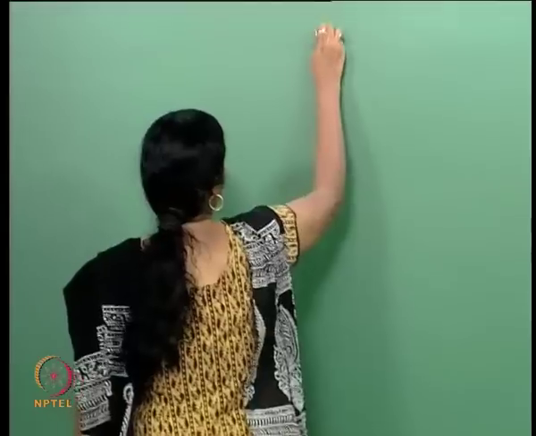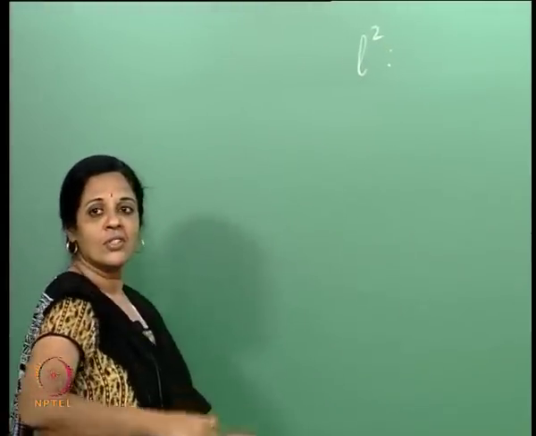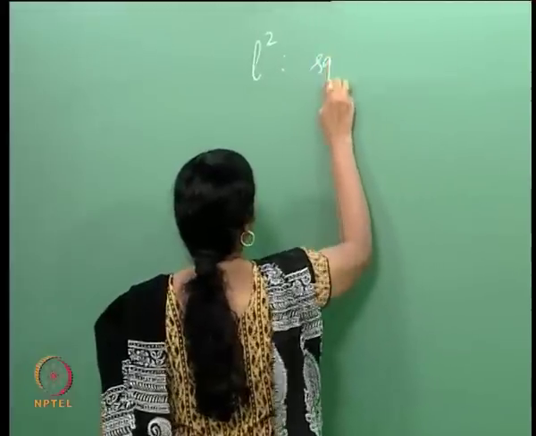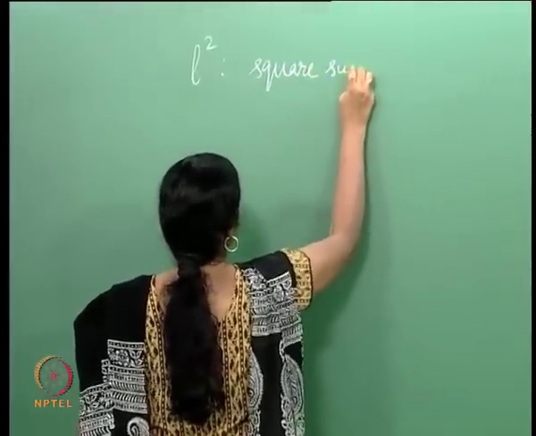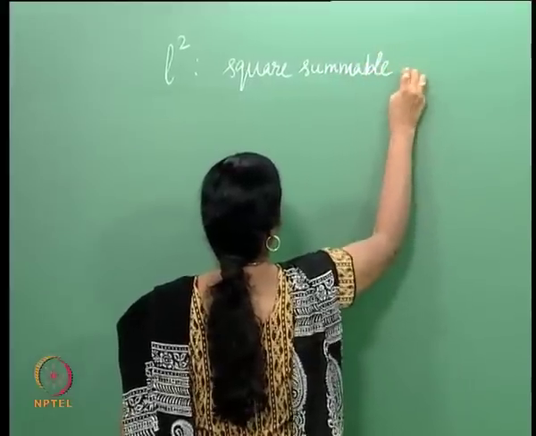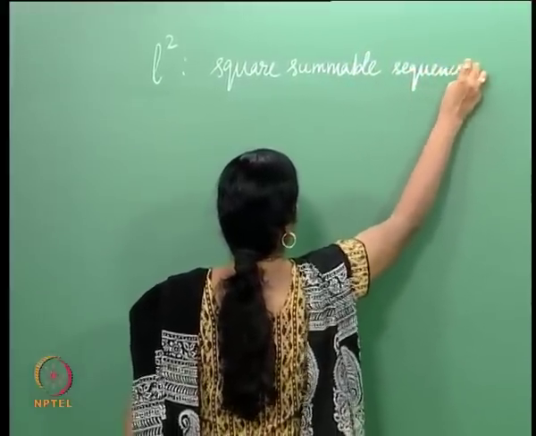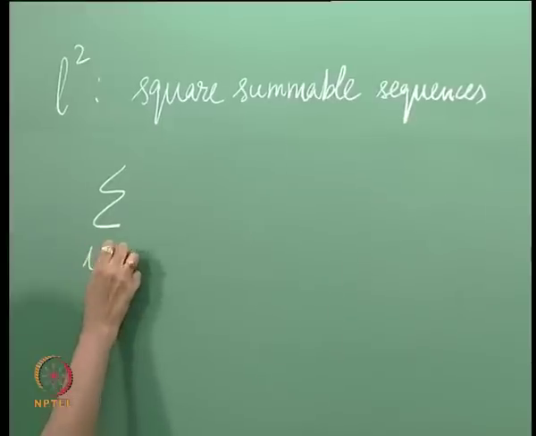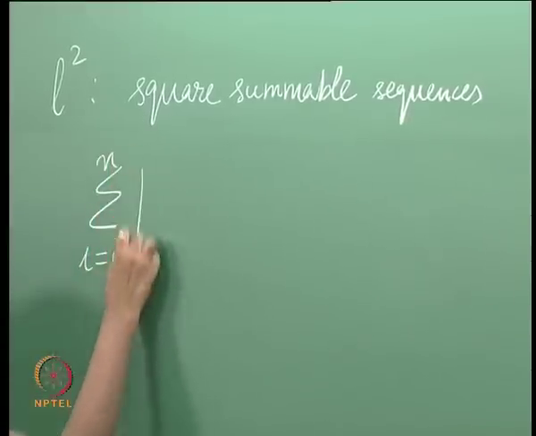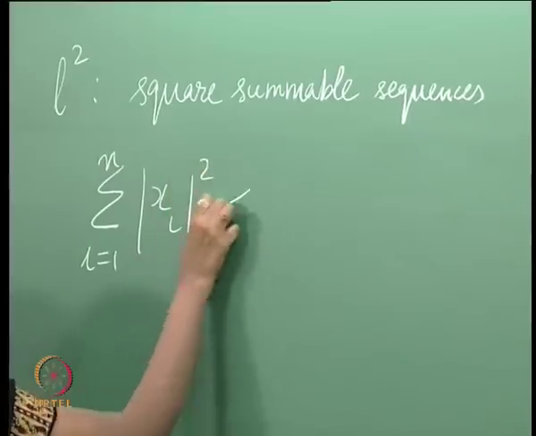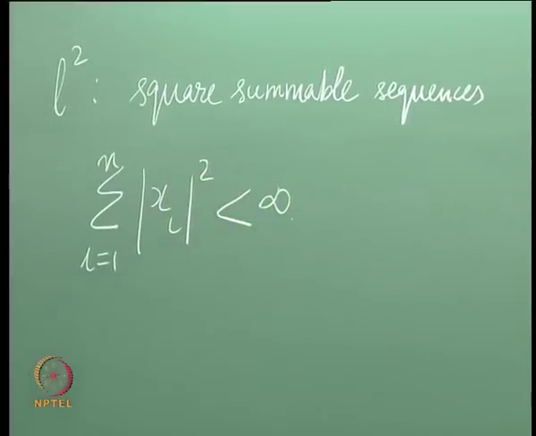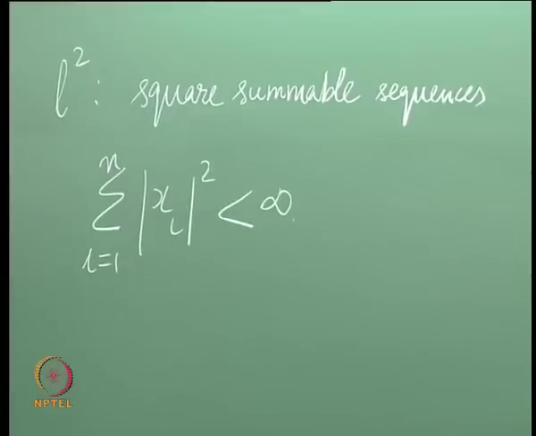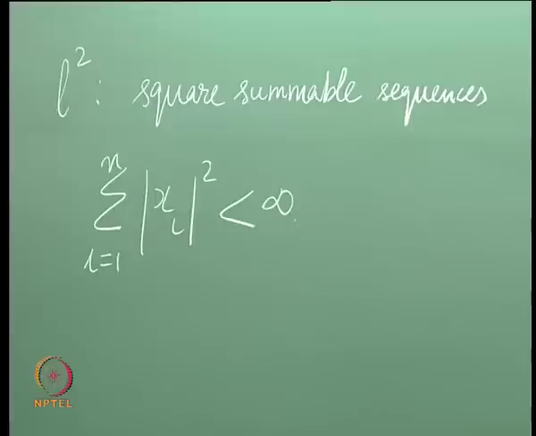We have already discussed little L2, the space of square summable sequences. So, I have a sequence x sub i which satisfies the sum from i equal to 1 to n of mod x_i squared is finite. So, this is a square summable sequence, and it becomes relevant in the context of quantum mechanics.